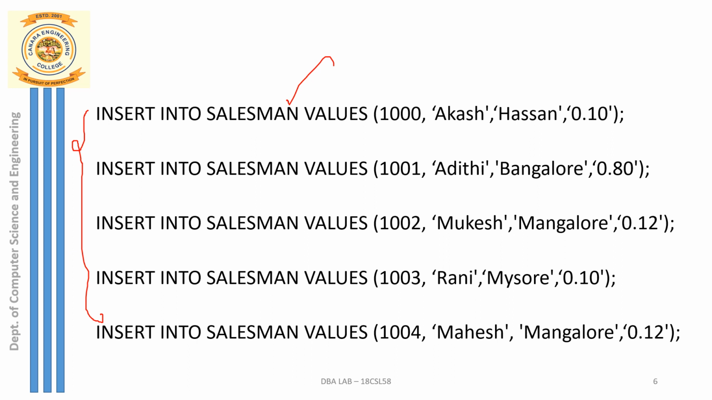Why? Because the salesman table is a parent table. Why do I call it a parent table? Because in the salesman table you do not have any foreign keys. You have only one primary key, and that primary key is salesman ID. So ensure that all the values that you enter into salesman ID are unique, different values. One of the entries here has salesman ID 1000, as per the query.